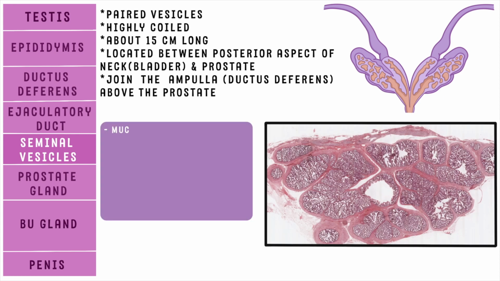The mucosa of the seminal vesicles is highly convoluted, forming labyrinth-like cul-de-sacs that in 3 dimensions are observed to open into a central lumen.